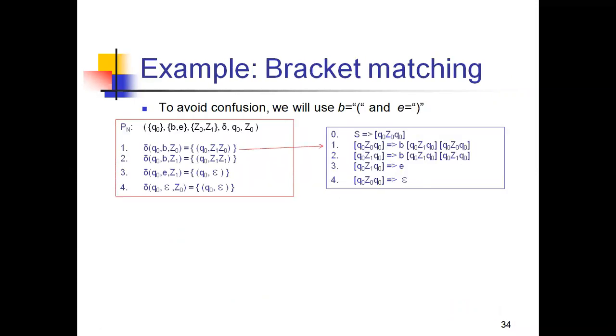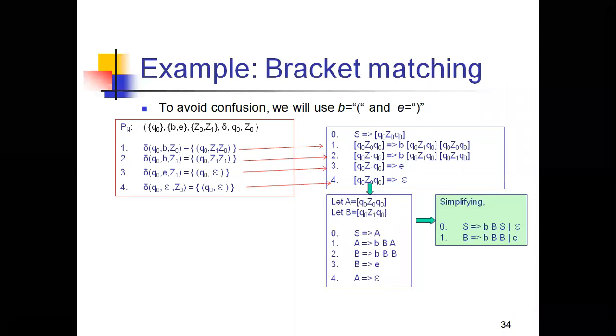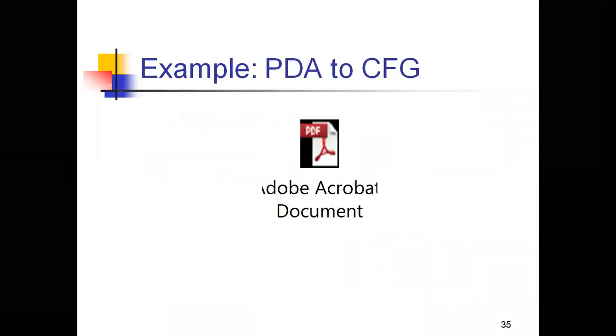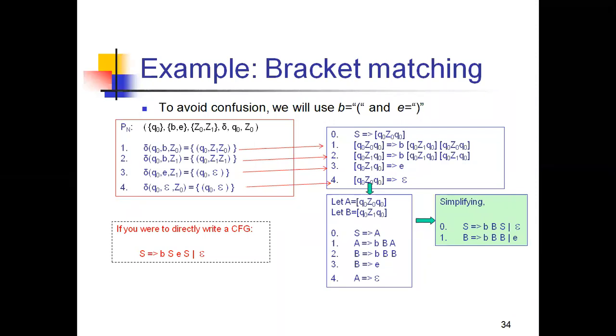And here my example is for bracket matching. Bracket matching is nothing but checking for balanced parentheses, like an open parenthesis and a closed parenthesis. Here I am taking that example, and the language that I am taking is a bracket matching example. To avoid the confusion of open bracket and closed bracket, I am initially making an assumption: I am using B for the open bracket and E for the closed bracket.